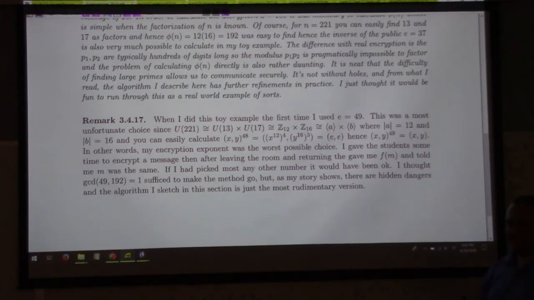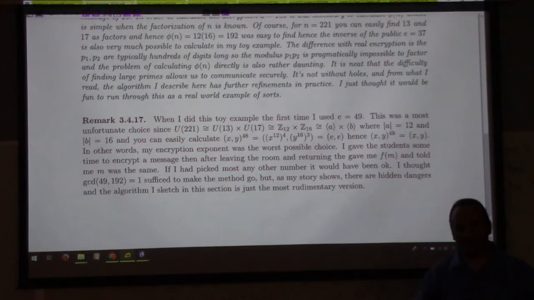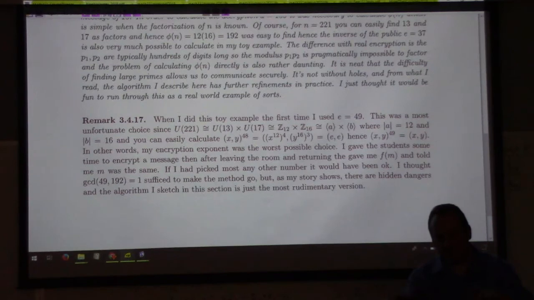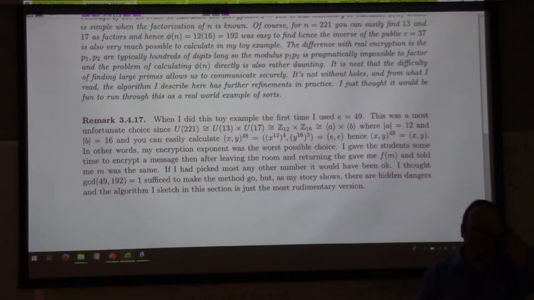But when I first did this in number theory, I chose an encryption exponent of 49. I said, here's my message. I gave them whatever message it was, and I said, you guys encrypt it, and I'll come back. I left the room for a couple minutes. When I came back, they gave me the encrypted message, and it was the same number again. I asked, did you guys do anything? They said, yeah, we did. It just came back to 10 again.